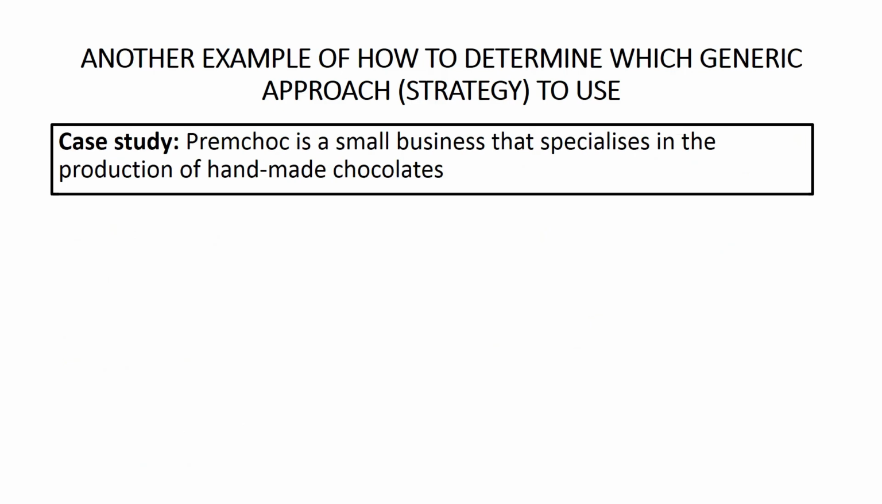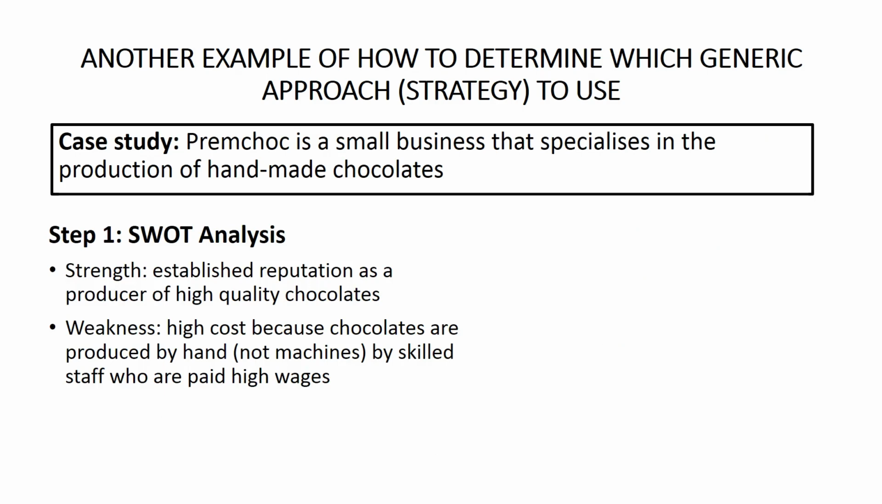The second example is of Premchoc, which is a small business that specialises in the production of handmade chocolates. Step 1 is to use a SWOT analysis to determine the relevant strengths, weaknesses, opportunities and threats. Let's suppose that a major strength of Premchoc is that it has an established reputation as a producer of high-quality chocolates, and that a weakness of Premchoc is that it has high costs, in particular because it must pay skilled staff to make the chocolates and because it doesn't mass-produce the chocolates using machinery.